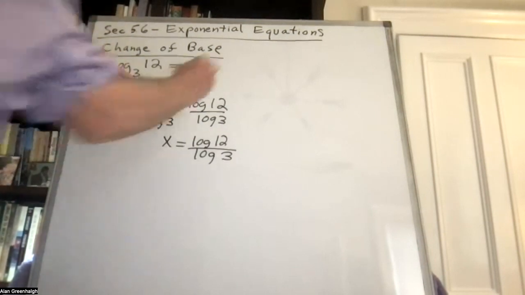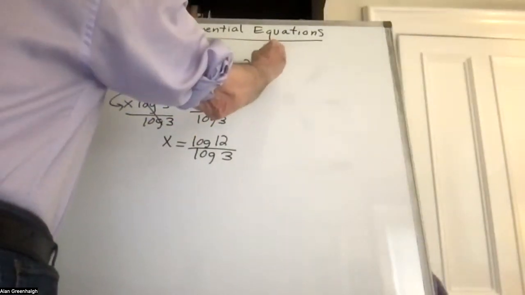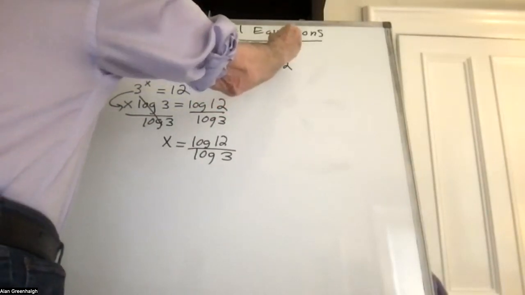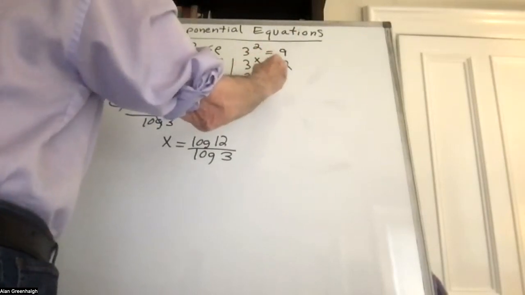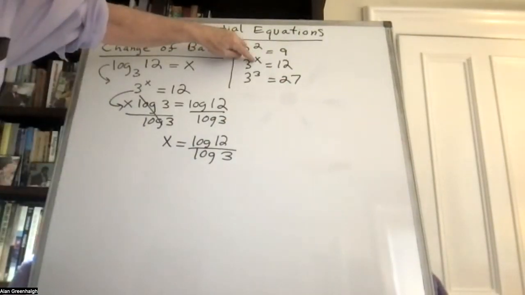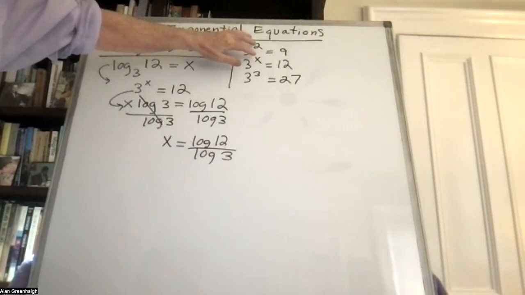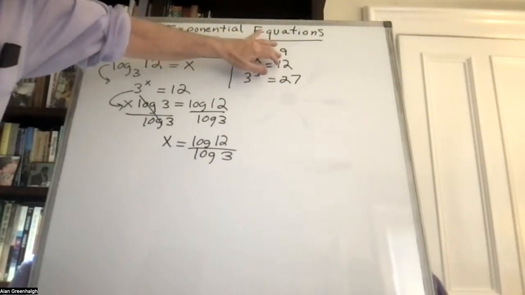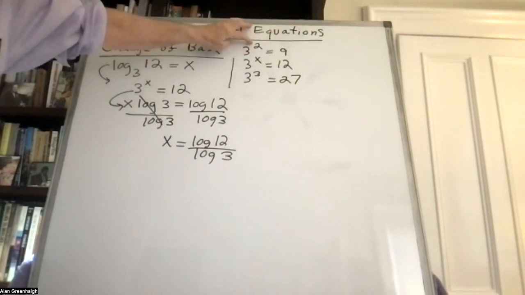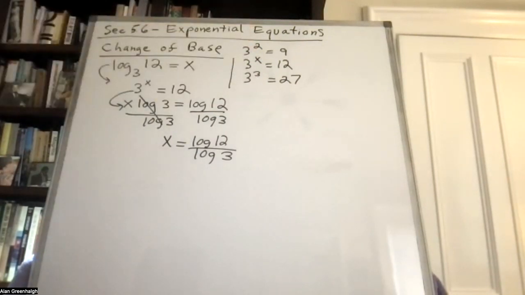And obviously, if you take a close look at 3 to the x equals 12, you know that 3 to the second is equal to 9, 3 to the third is equal to 27, and therefore 3 to the x is going to be, since 12 is between 9 and 27, much closer to 9, then x is going to be between 2 and 3, but obviously much closer to 2. Okay? So that's just giving you an idea as to what this is going to be.